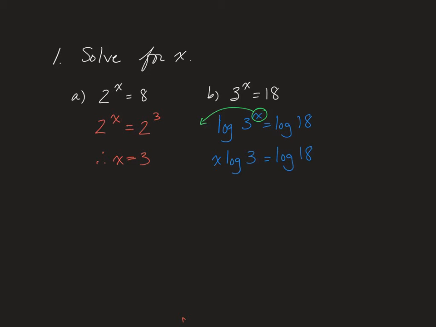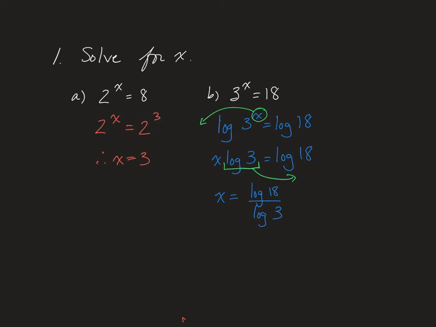I can solve that. I want you to take a peek at one key feature. I do have this log 3 that's attached to my x by multiply, and I know that I can get rid of anything that's attached by multiply by dividing. Just notice that log 3 is a number. You can punch it into your calculator if you like. It's an ugly number, but it is just a number. So to get rid of that times by a number, I can divide that out, and so I'm going to get down to a value of log 18 divided by log 3.